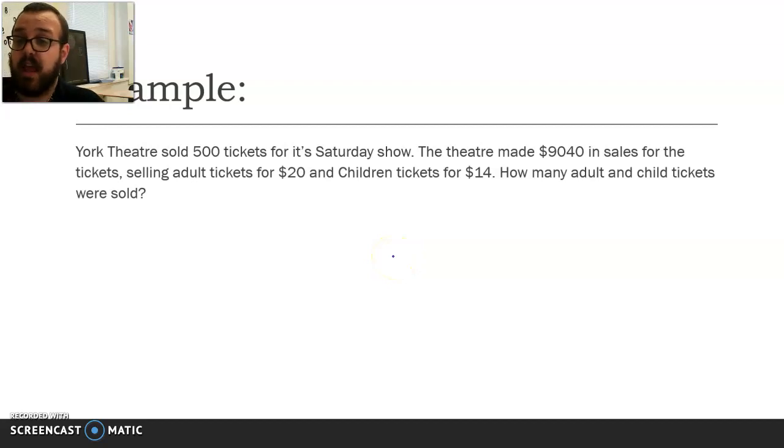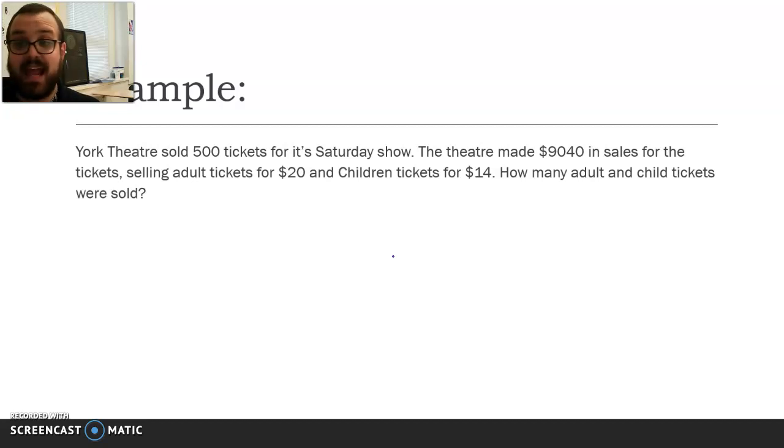Here's another example. Okay, this one again, we're going to talk about money in terms of what it's worth. We're going to the York Theater, and they sold 500 tickets for a Saturday show. The theater has $9,040 in total sales, and they sold adult tickets for $20, and children tickets for $14. We want to know how many adult and children tickets did they sell.